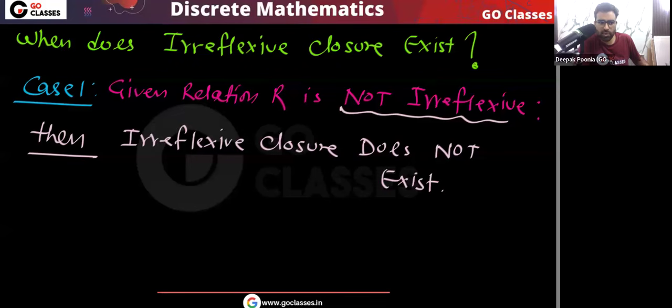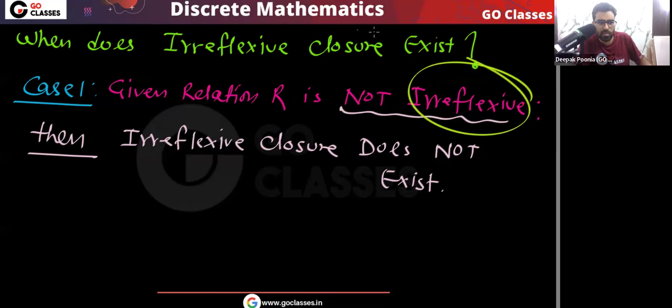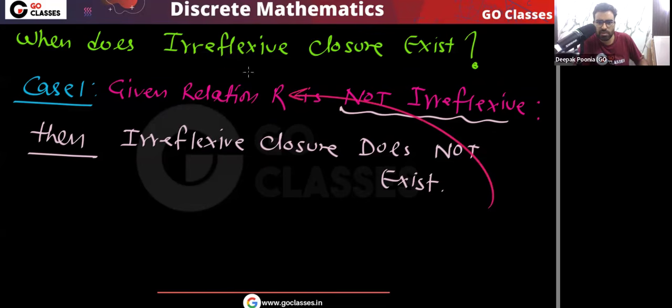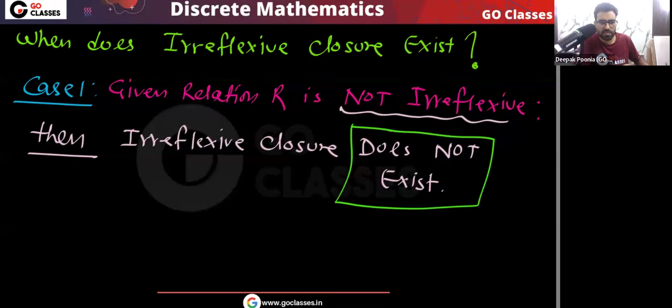So this we have already seen in this lecture. In the beginning, we have already seen that if the given relation is not irreflexive, means there is some violation of the irreflexive property, means R contains some reflexive pair, then you can never create an irreflexive closure. Means you can never add something to R to bring the irreflexive property. So I can say if the given relation is not irreflexive, then the irreflexive closure does not exist. Okay, yes or no?